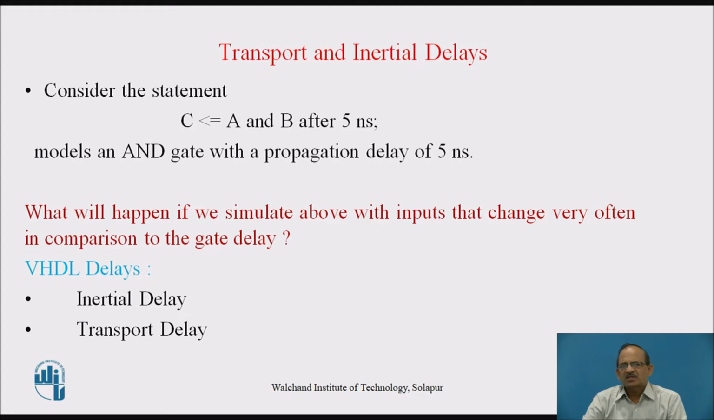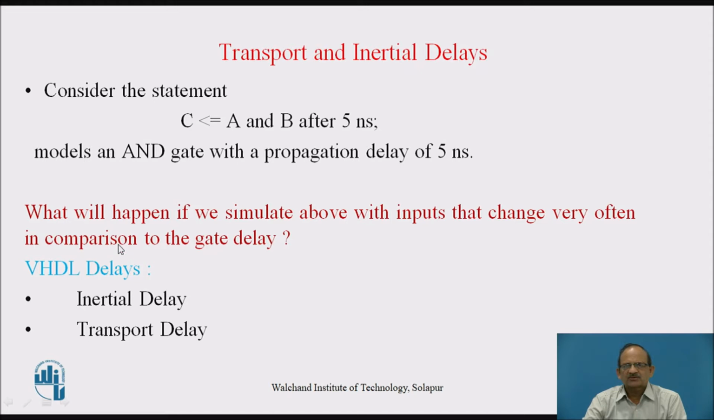What will happen if we simulate the above code with inputs which change very often in comparison to the gate delay? It means if the delay specified here is 5 nanosecond, what will happen if A and B are changing very often, maybe with 1 nanosecond or 2 nanosecond, etc.? Actually in this case these small changes will not be propagated to the output, and this is because of the way in which VHDL delays work. Now we will see this in detail.